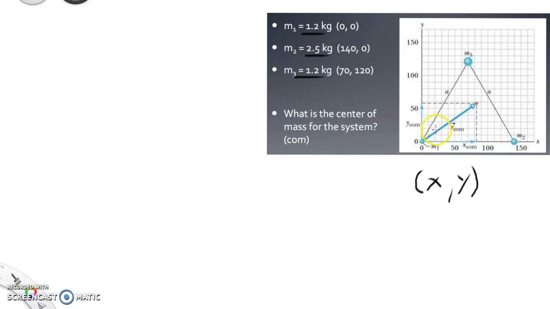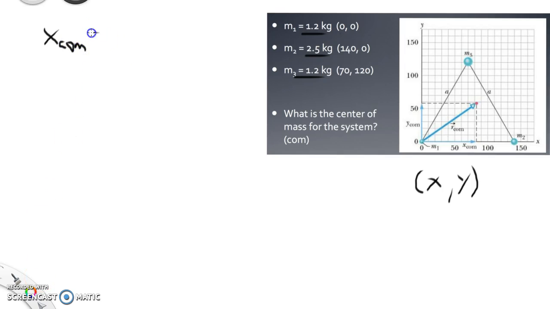The order you do it doesn't matter, but you're going to basically isolate the horizontal values for center of mass and the vertical values. So we're going to go ahead and do this now. I'm going to start by finding the horizontal center of mass, so the center of mass for x, and then later you're going to do the center of mass for y.